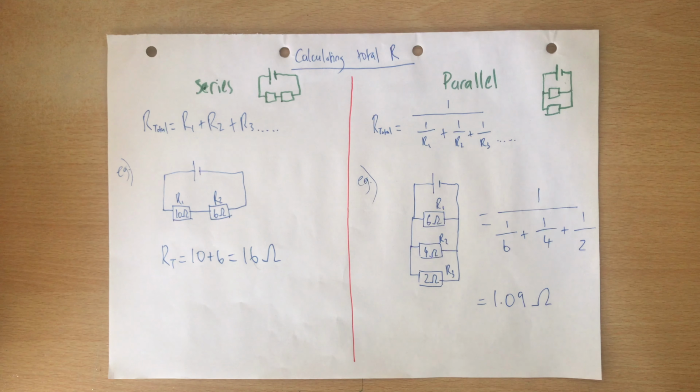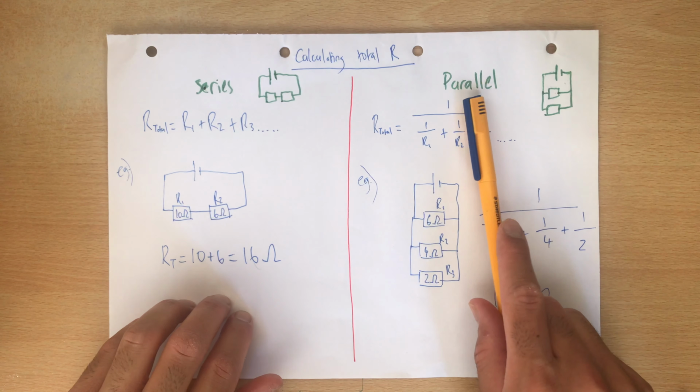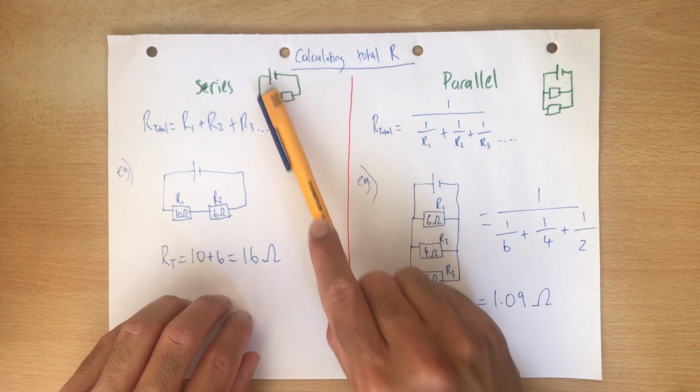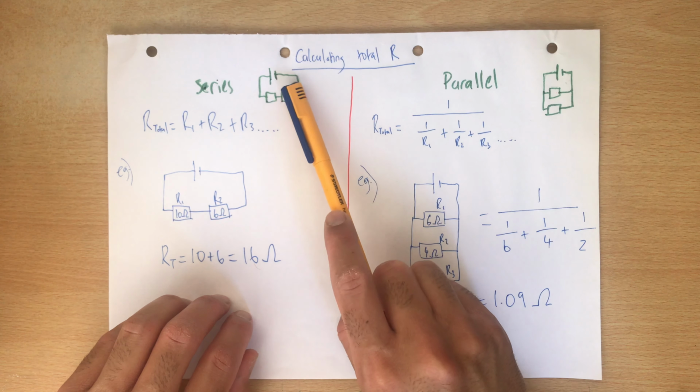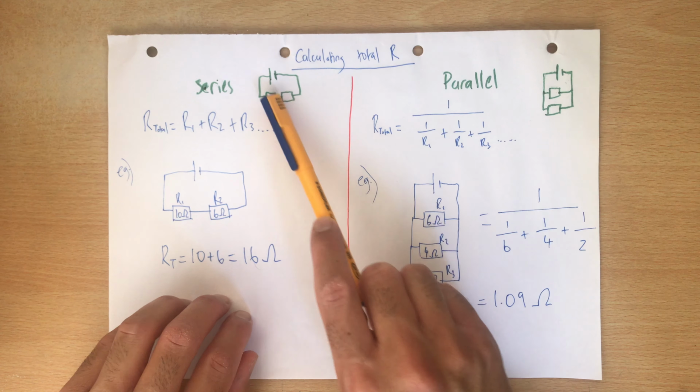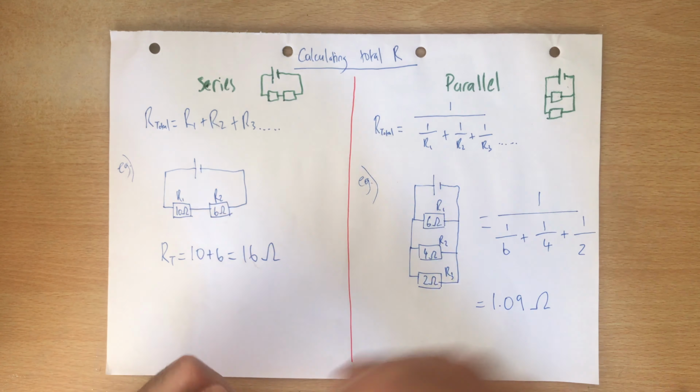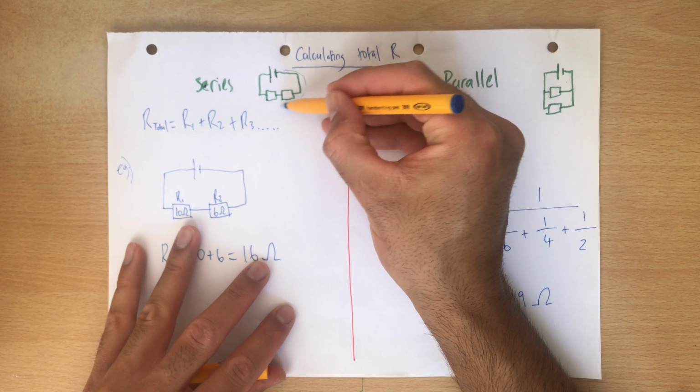Right, in this video we're going to be talking about how to calculate the total resistance in a series circuit and a parallel circuit. So in a series circuit, current only has one direction to go around, so we can say that it's only one loop. In this case, there's only one loop which goes from here all the way around.